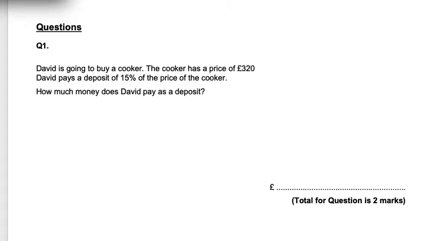Deposit. So what we've got with a deposit, if you buy a cooker and perhaps they've got to order it in, you would pay a deposit to secure that cooker, to let them know that you're serious about buying that cooker. So in this case, you've got to pay 15% of the price of the cooker, and we're just wanting to find out what that deposit is. So we just want to find out what 15% of 320 is.